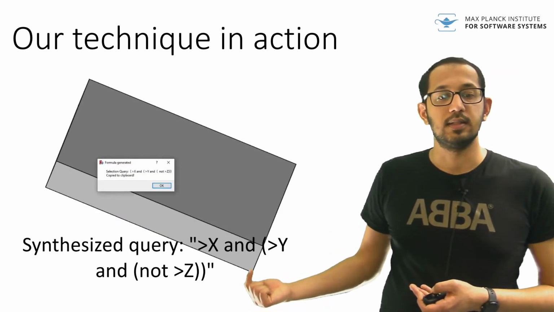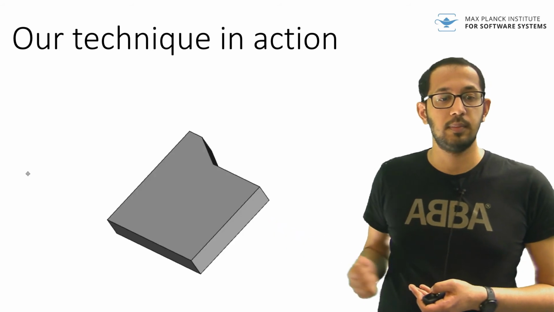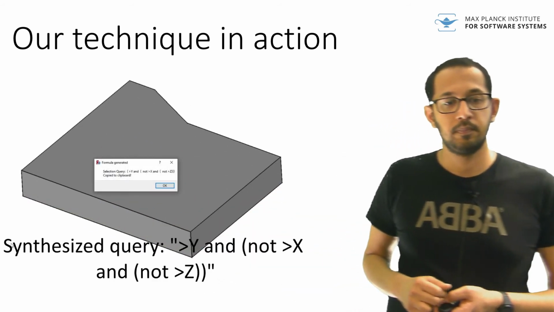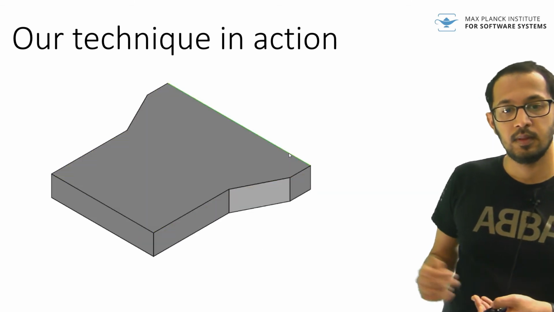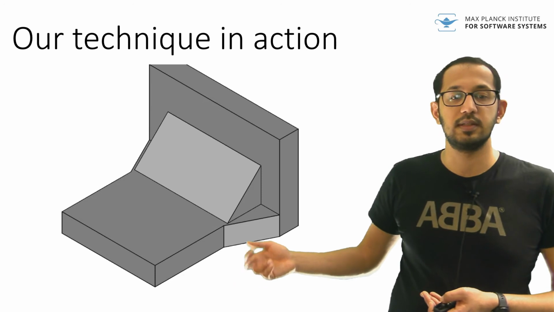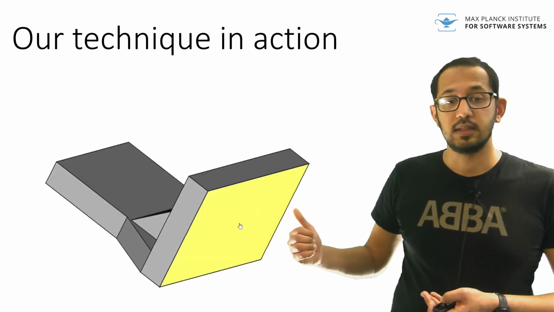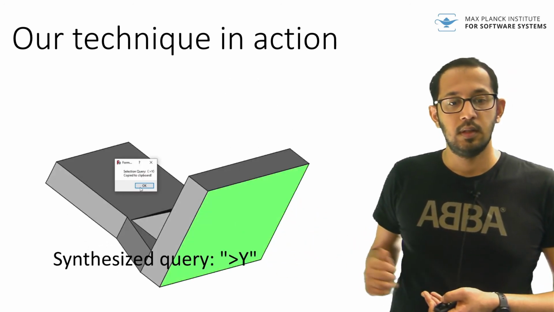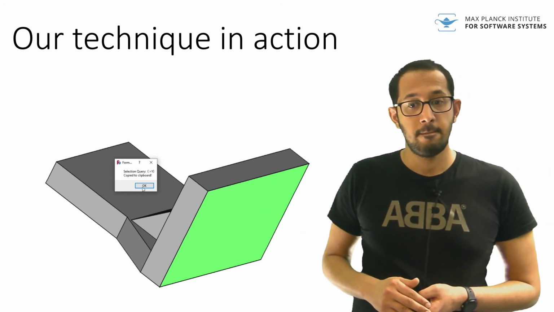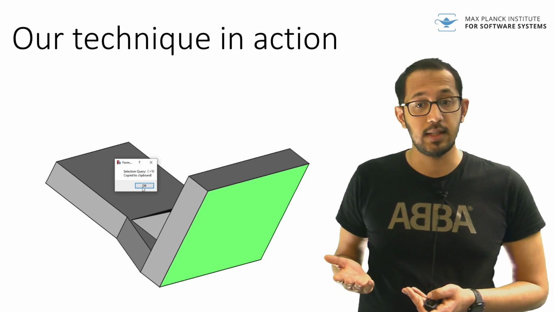So here we select this vertex here, which gives us this query, and then select that vertex there. We select this edge, get this query. This plus x means that the edge's normal is in the positive x axis. So we select this face and get that query. This all looks very nice.